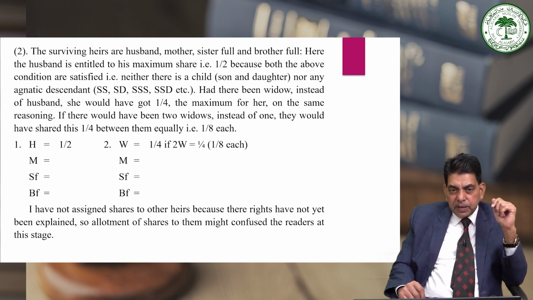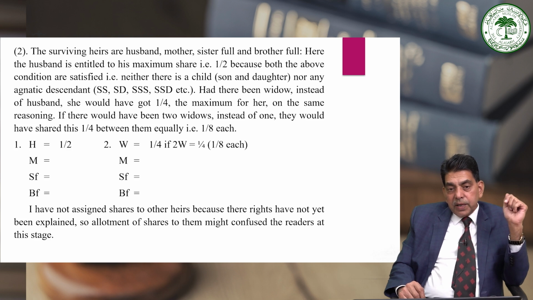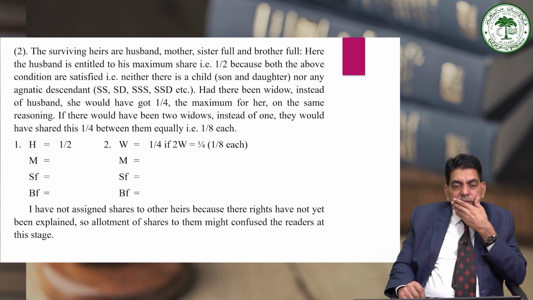Now, take another example, where the husband H dies leaving behind his widow W, mother, sister full, brother full. Same example. There is only the difference that in one case the propositus was female, and in the other case the propositus is male. H died leaving behind his widow W, his mother M, his sister full, his brother full. Here in this case also the widow will be entitled to the maximum quota of the share, which is 1/4, fixed by the Holy Quran itself.